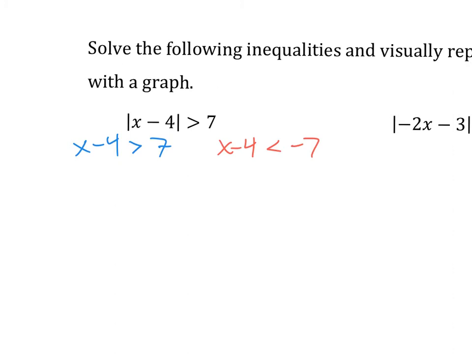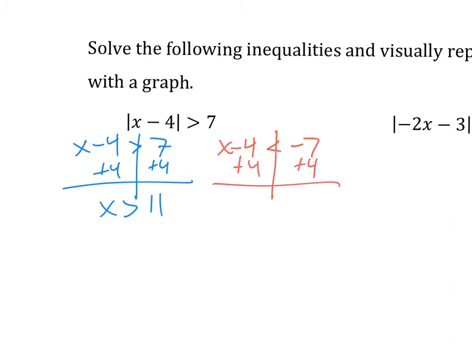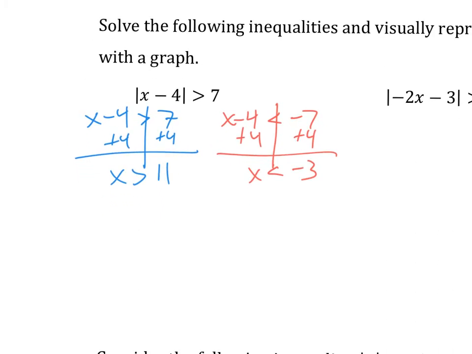So first thing we want to do here then is solve, right? We want to add 4 to both sides here to end up with x is greater than 11. And then we will do the same thing over here, add 4 to both sides to isolate that variable x, and we'll end up with x is less than -3. Okay, so in this case, our inequality will be x is greater than 11 and x is less than -3. Okay, that will be our solution set.